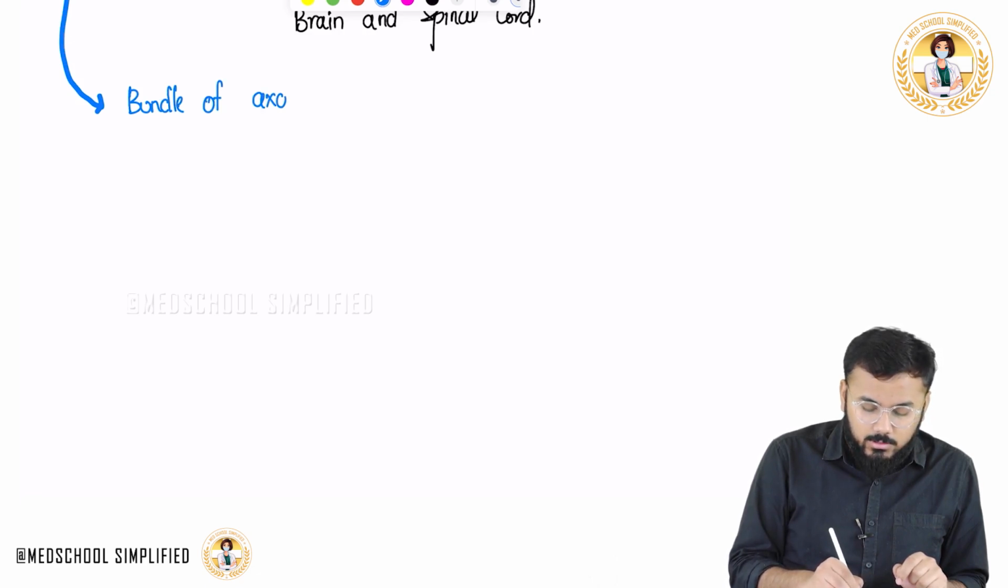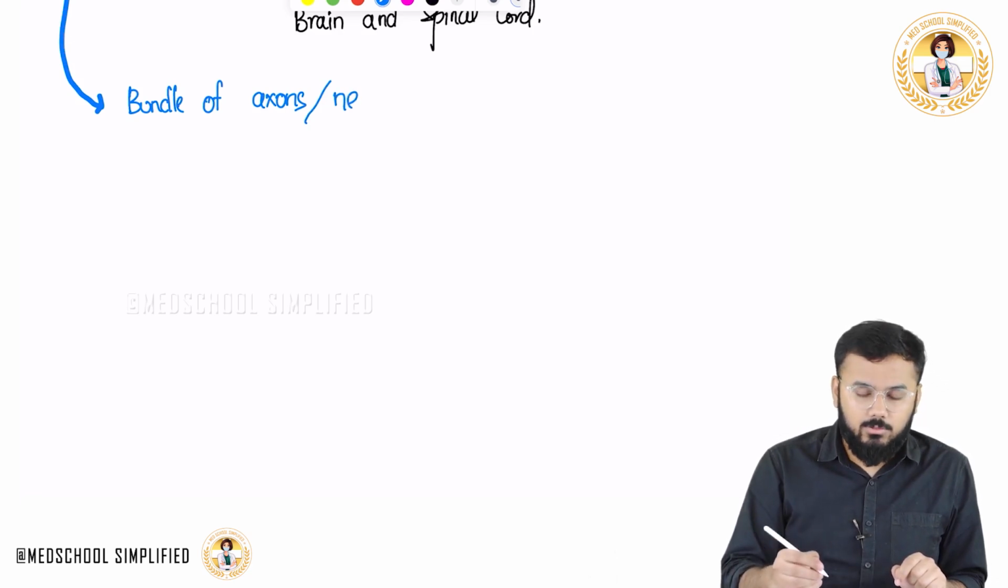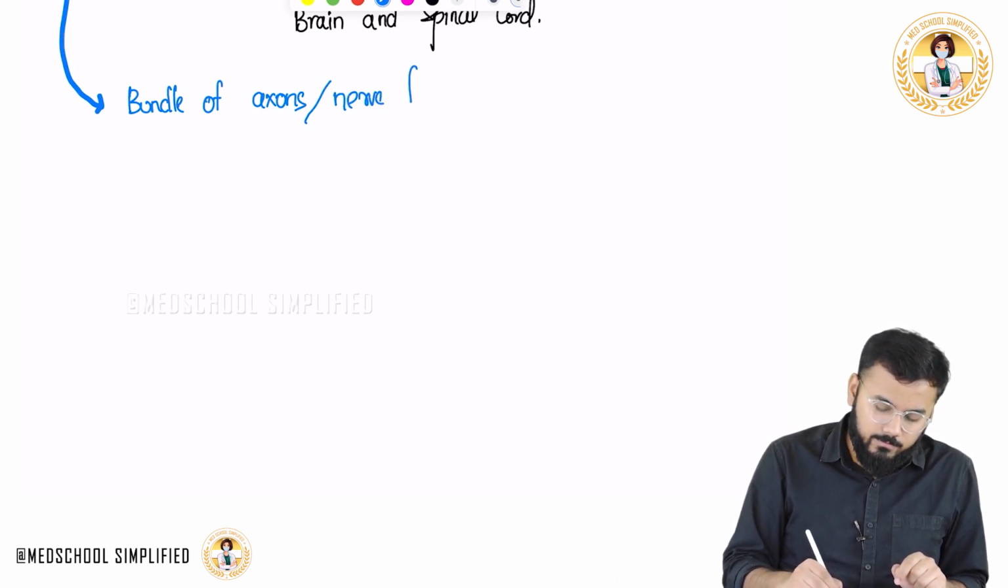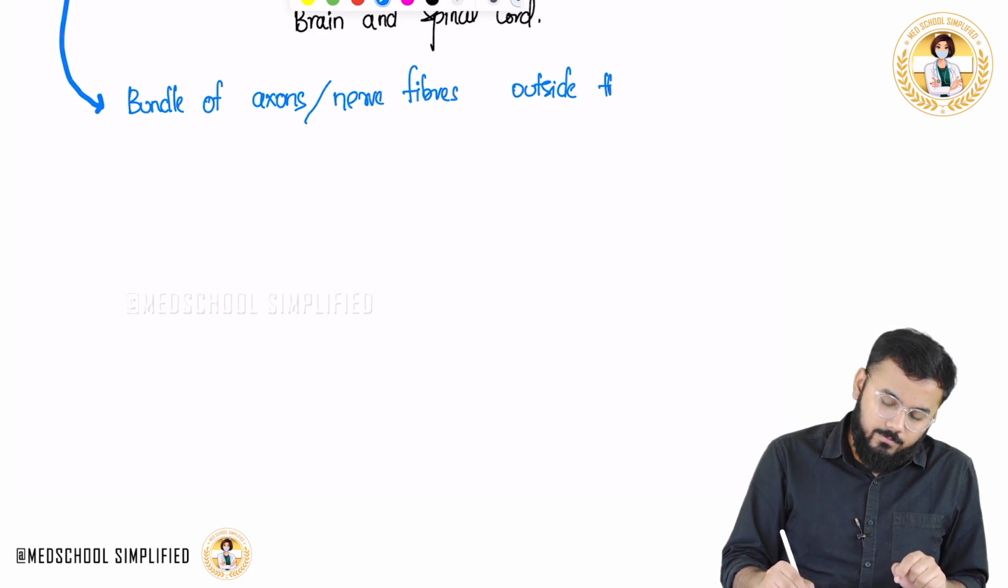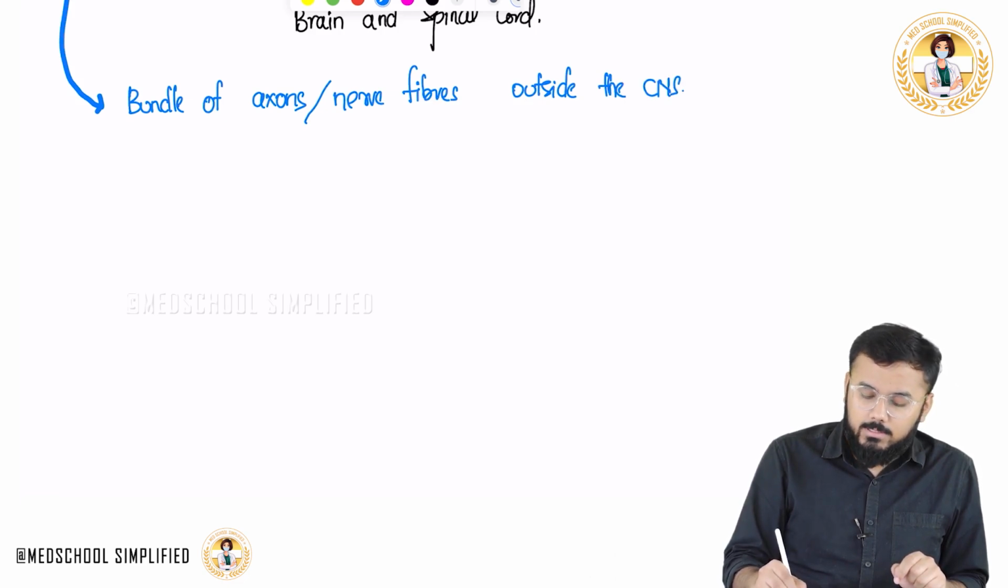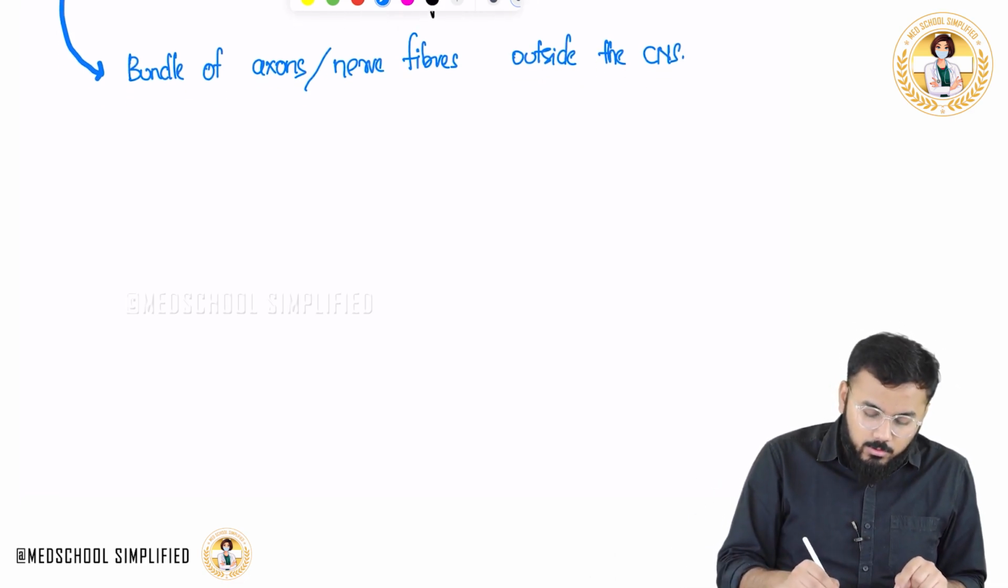Bundle of axons or nerve fibers. A tract is also called a bundle of axons or nerve fibers. Nerve fibers outside the central nervous system. Okay, what do you mean by that?